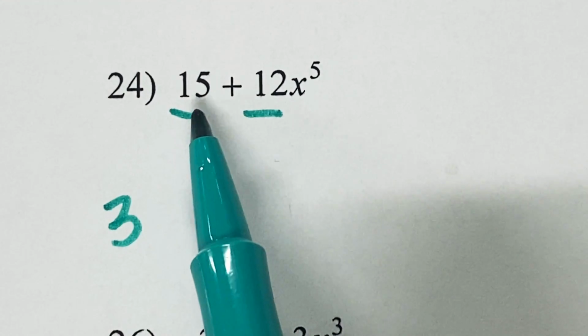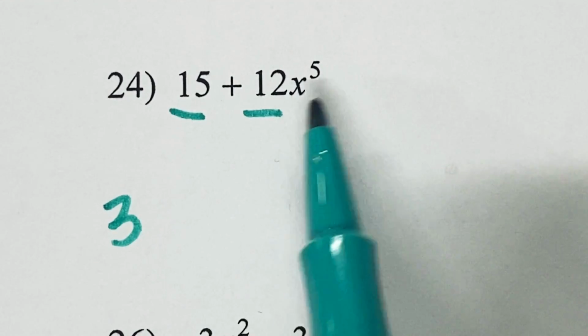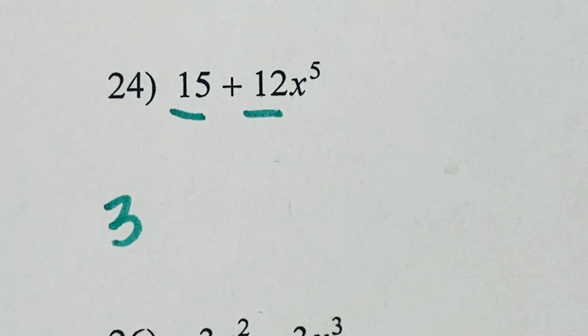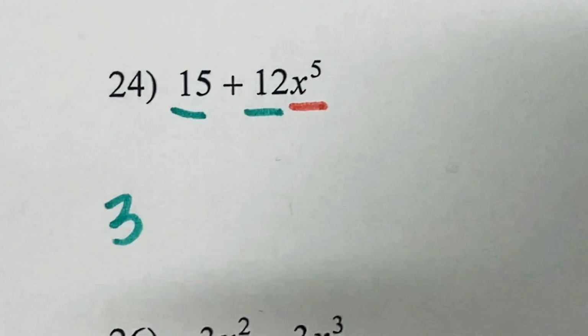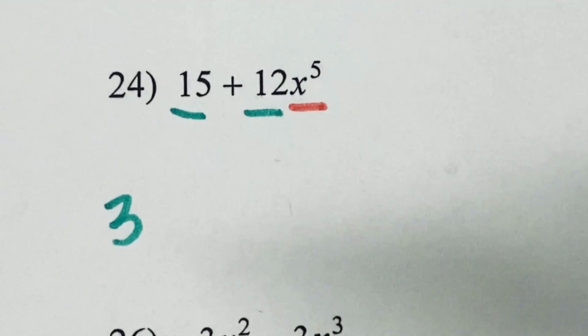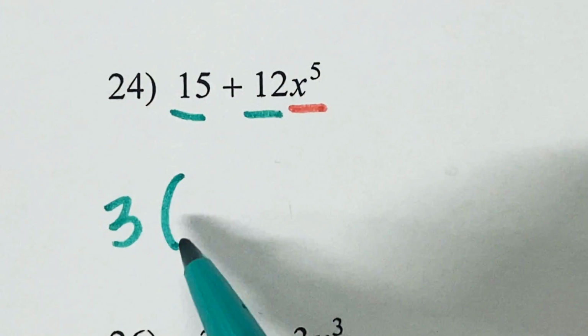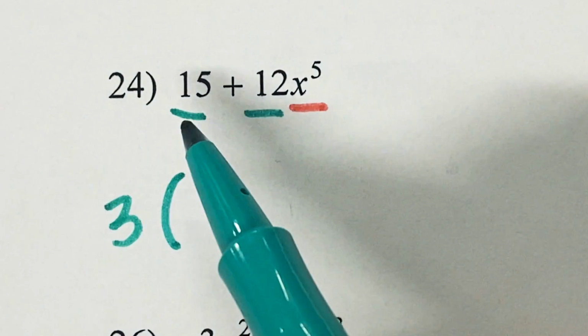Okay, my first term doesn't have any x's, but my last term does. Can I take out any x's? Do they both have the x's? Nope, they don't. So I cannot take out any x's. So we can go ahead and figure out what's left inside when we divide out the 3.